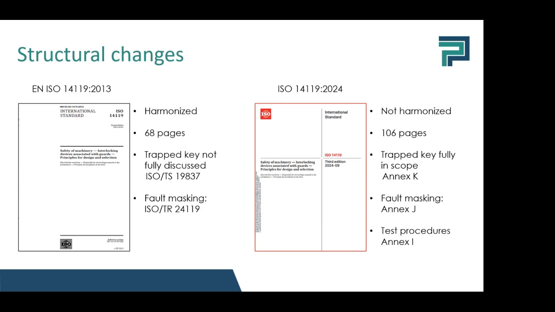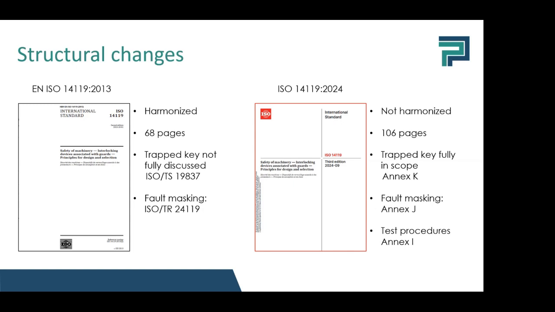And then there are some structural changes relating to what is discussed and what not. So first, trapped key systems were in the previous standard not fully discussed, but they were discussed in another technical specification, but they were not fully in the scope of the standard. And now they are fully in the scope of ISO 14119 and included in an annex of specific requirements.